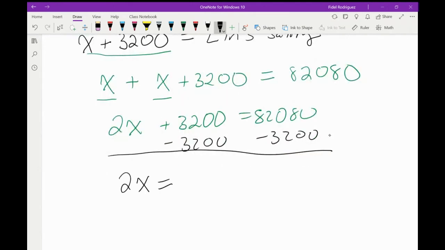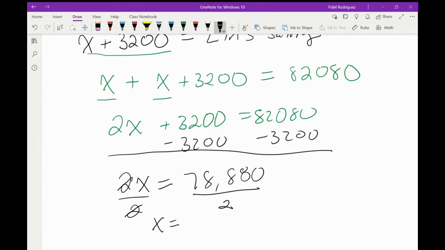And I'm coming up with 2X is equal to, I'm just going to take my calculator again. Let's see, 82,080 minus 3,200. And I'm coming up with $78,880. And the last step is we're going to divide both sides by the number 2. So if I take this and divide it by 2, I come up with 39,440, okay?